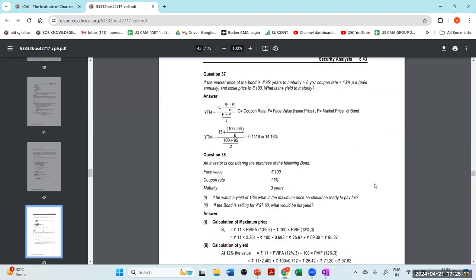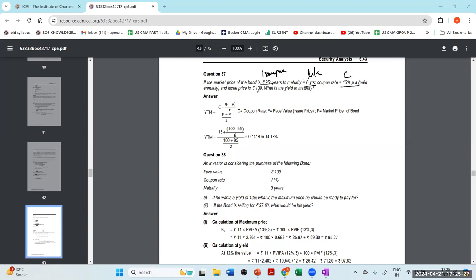Please pay attention to the screen. If the market price of a bond is 95 rupees, that's your issue price. The maturity is 6 years. This is your life. The coupon rate C is 13%.